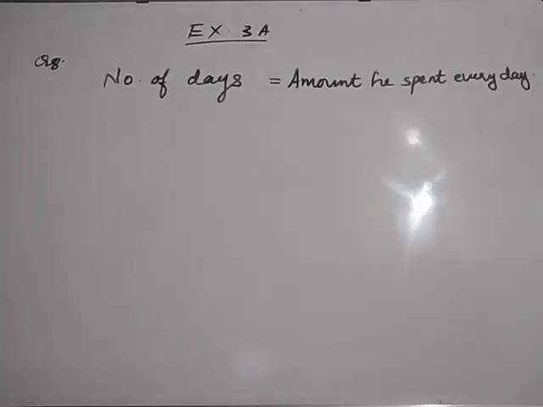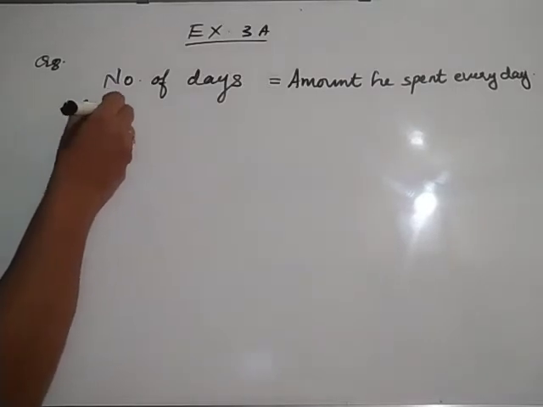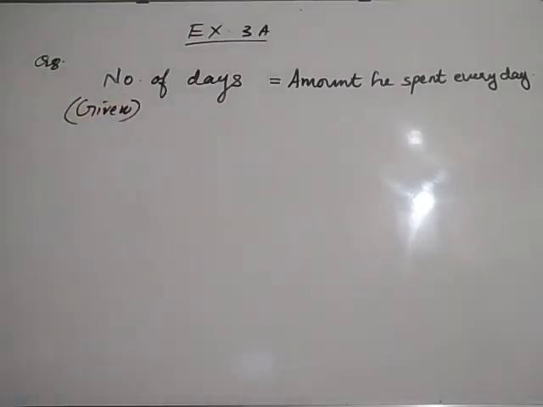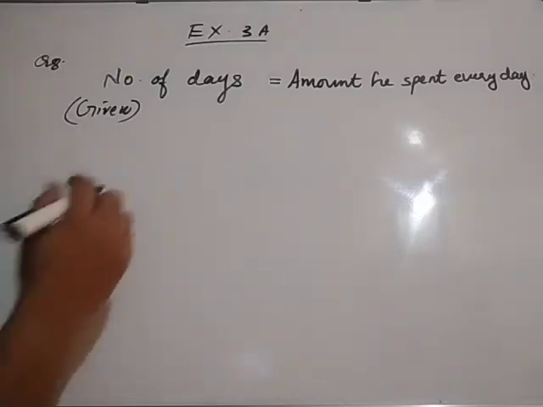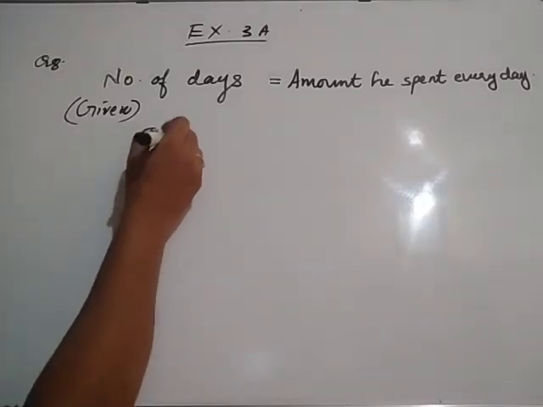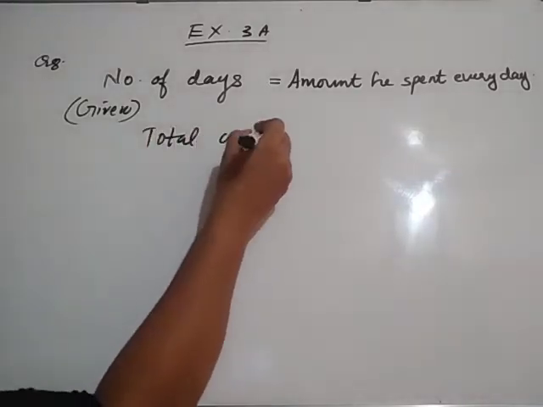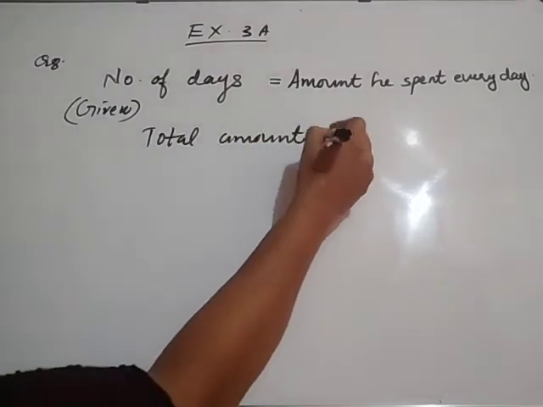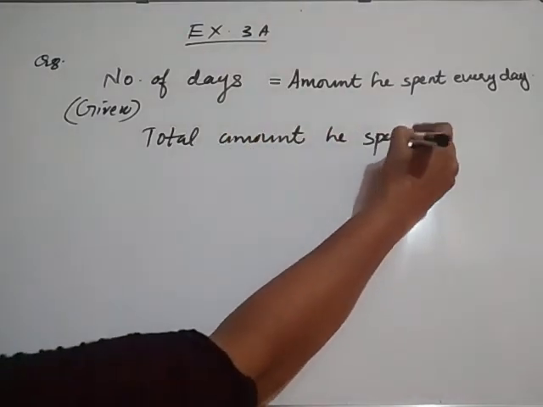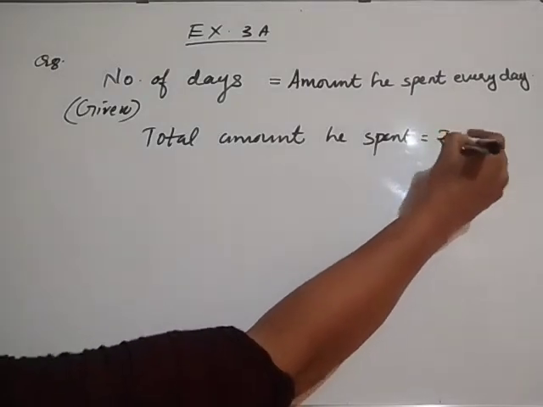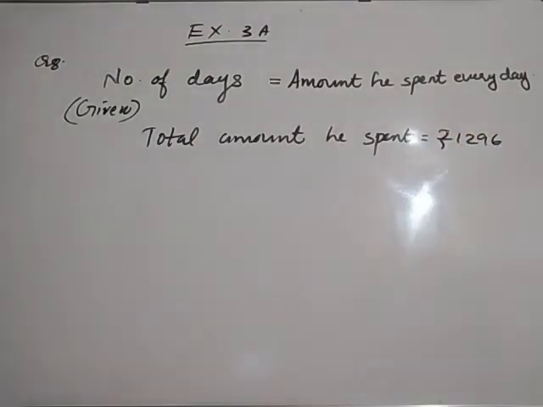It is given that the number of days the tour lasted is equal to the amount he spent every day. Okay, so total amount he spent equals rupees 1296. 1296 is the total amount of money.